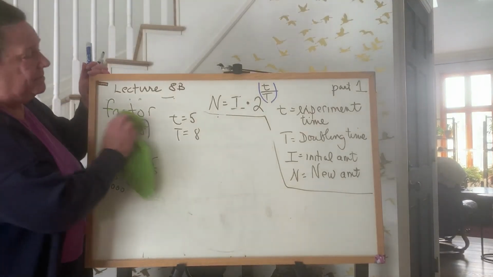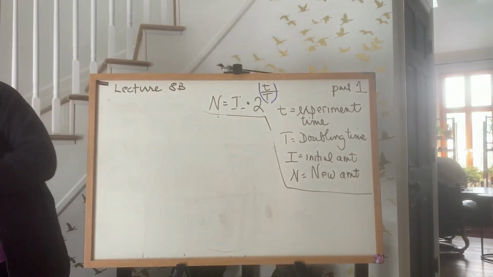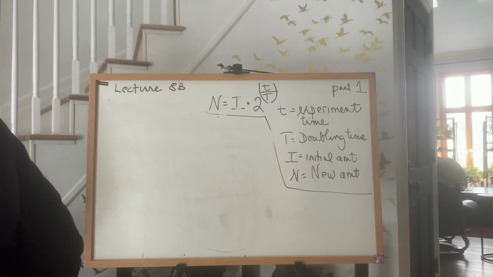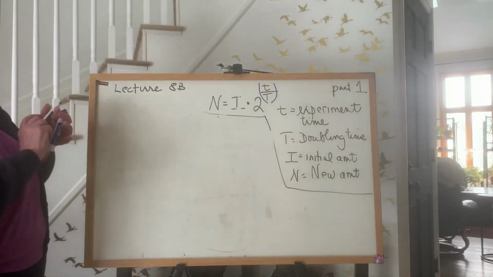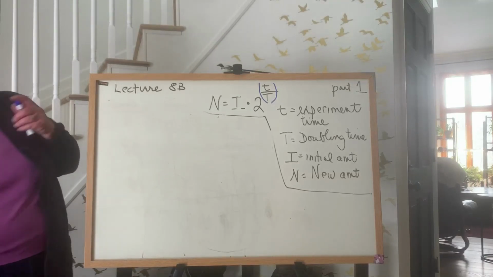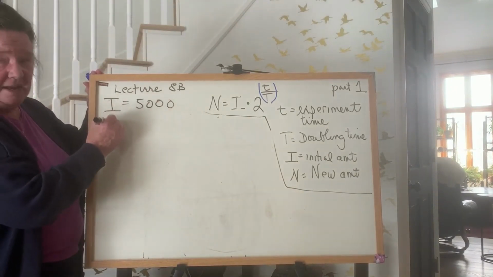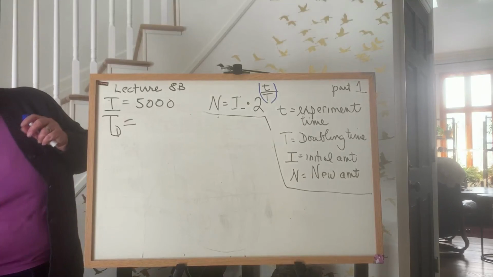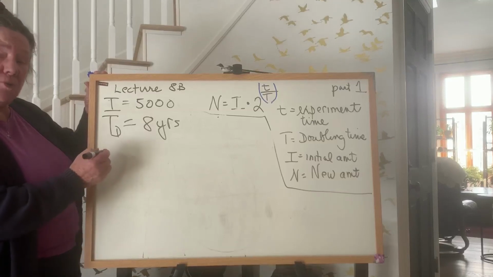Let me get one problem in here, and then I'm going to pause and start part 2, which will be a second example. All right, so your number 30 says, the initial population of a town is 5,000, and it grows with a doubling time of 8 years. What will the population be in 12 years? The initial population is 5,000. The doubling time is 8 years. What will it be in 20 years?